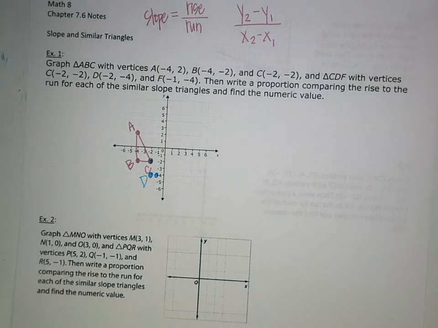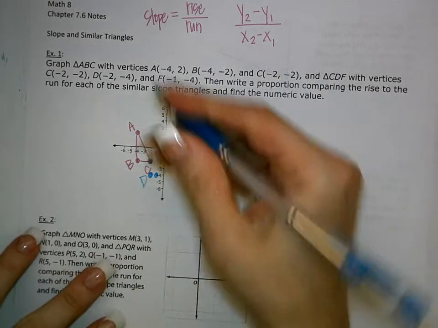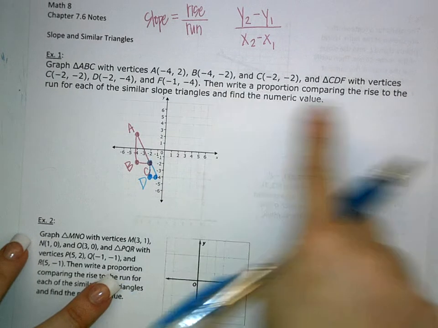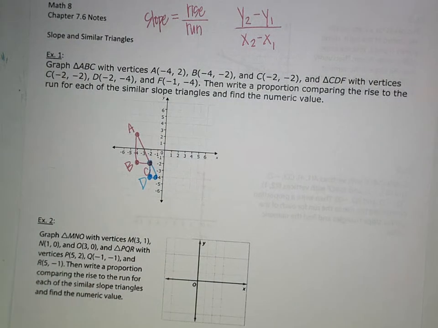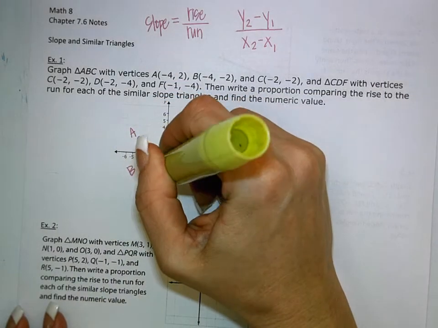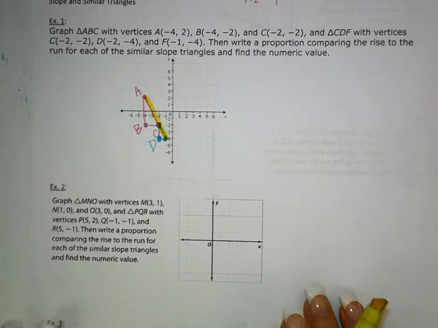Whoever else just came in late, you need notes. Okay, so now we're going to draw this triangle, C, D, and F. Then write a proportion comparing the rise to the run for each of the similar slope triangles and find the numeric value. So basically what we want to do is figure out what is the slope of both of the triangles. If you notice, they have this slope in common. See how this line connects all the way through?